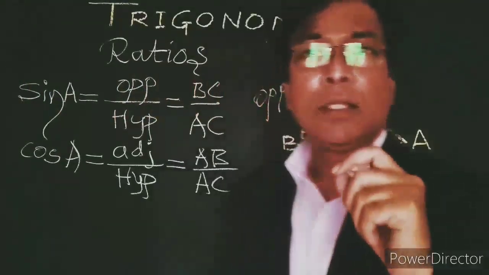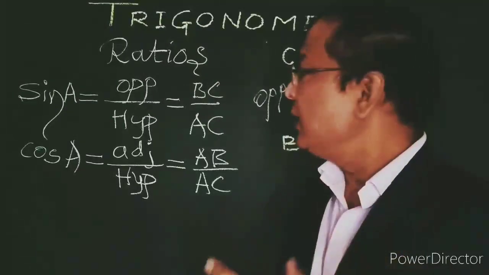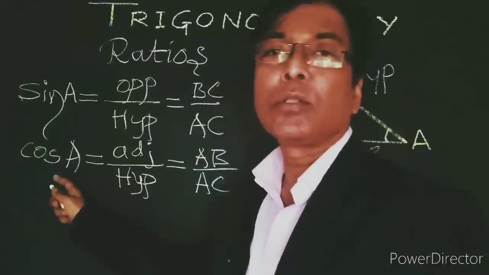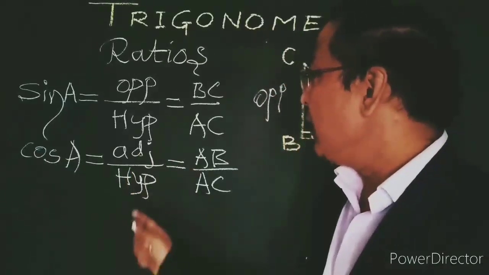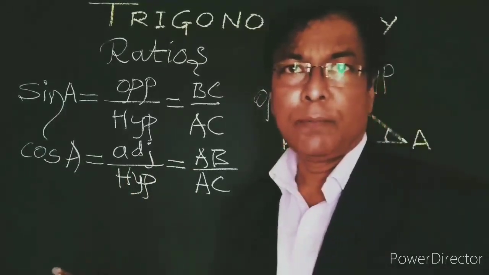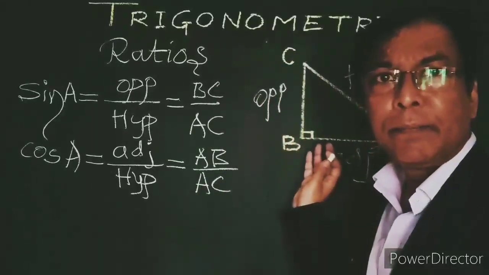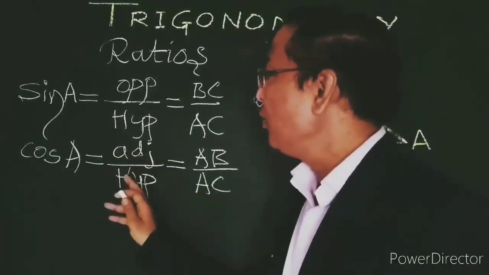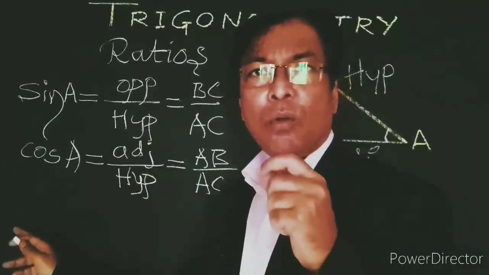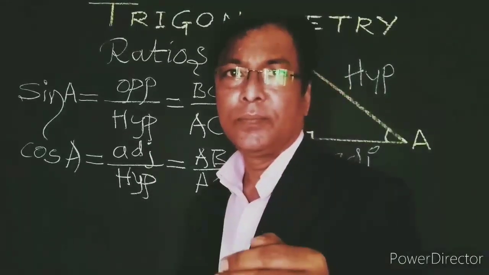Cos is the short form of cosine. Cosine is written in short as cos. Cos means adjacent side upon hypotenuse. When we divide the adjacent side of a triangle by the hypotenuse, this ratio is named cosine, or in short, cos.